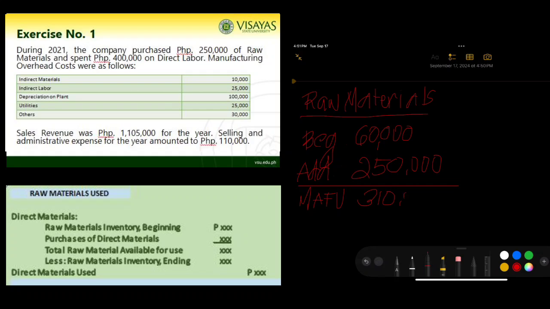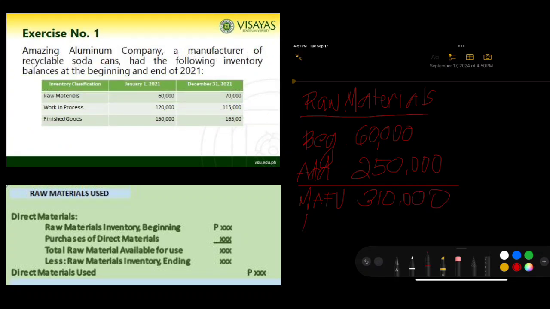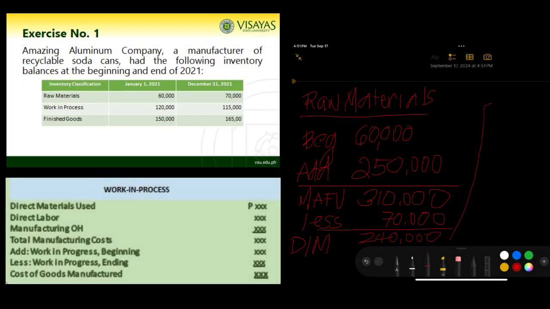So, from this 310,000, i-less mo yung ending, that would be 70,000, no? So, 70,000 na yan, merong matitirang 240,000. So, itong 240,000 na to, ito yung amount na cost of materials used during that year or your direct materials. So, cost of direct materials. Yung amount na yan yung ipo-forward mo dito sa work in process. So, di ba sa manufacturing company, meron tayong raw materials, tapos meron din tayong materials na under manufacturing. So, kumbaga, tinatrabaho pa.